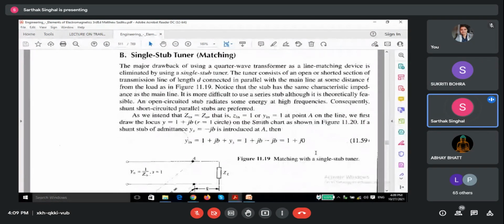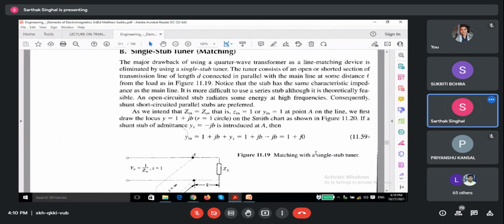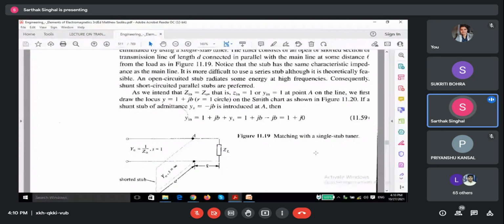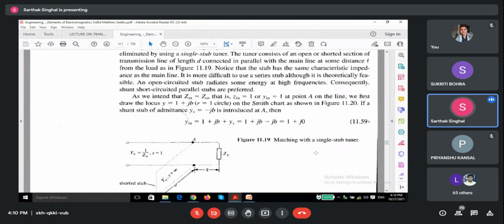Another method is the single step tuning method. Okay. In this single step tuning, we use either an open circuited section or a shorted section. This section of length D, suppose we take it to be D, will be in parallel to the main transmission line, and the characteristic impedance of this section will be Z naught itself. It will not change. Okay?